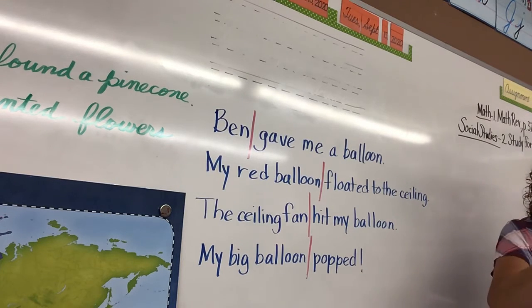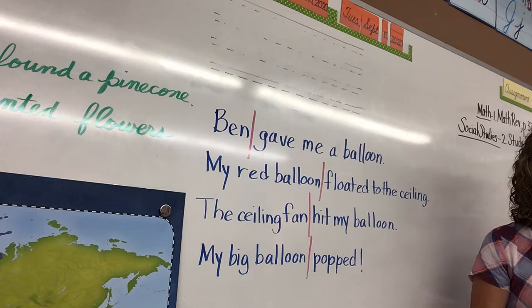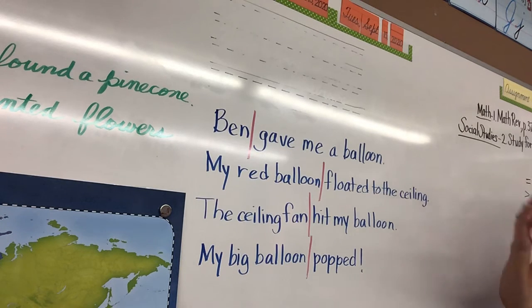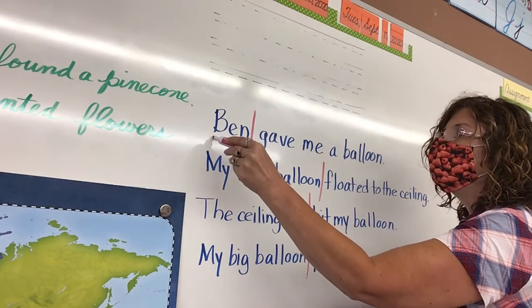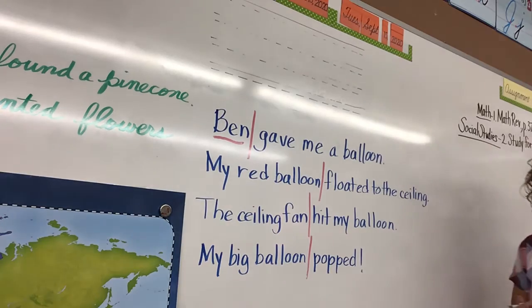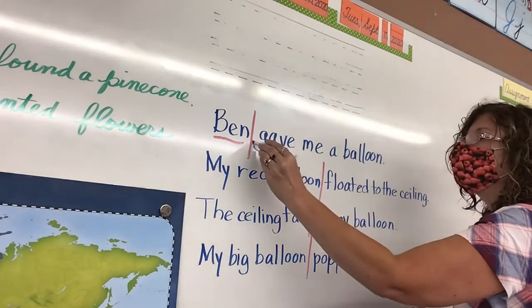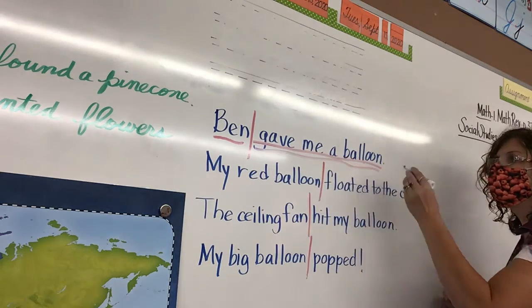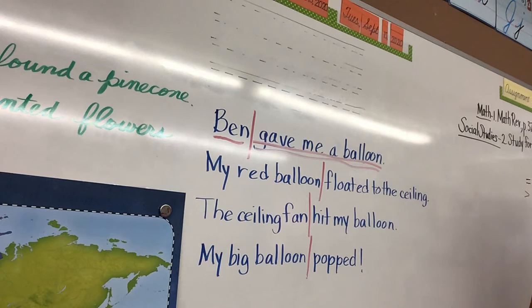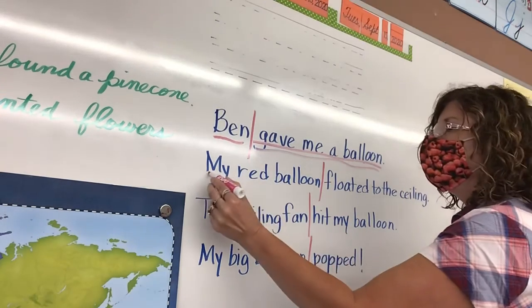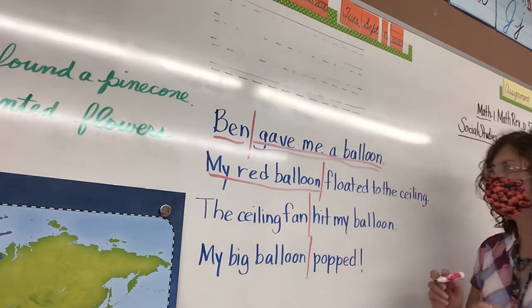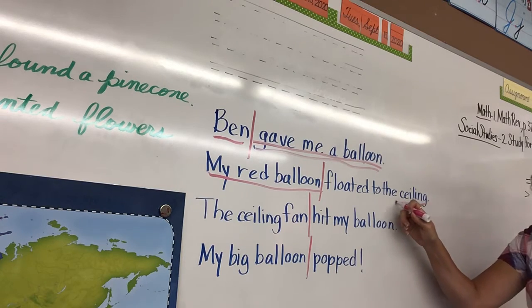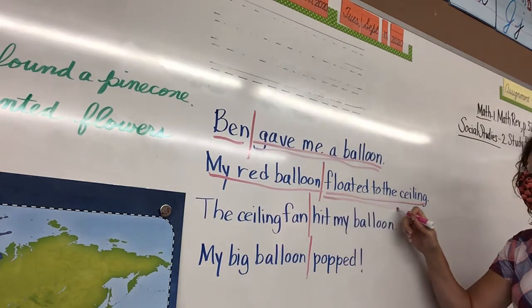Eventually, they're going to say underline the subject once and the predicate twice. So we're going to go back now, and what was the subject in the first sentence? Ben. So that's the part you would underline once eventually. And what did Ben do? Gave me a balloon. So that is the part that you would underline twice. And so the camera can see I'm trying to use my left hand. I'm not very good with my left hand. All right, what's the subject in the second sentence? My red balloon. And what did that red balloon do? Floated to the ceiling. Very good.